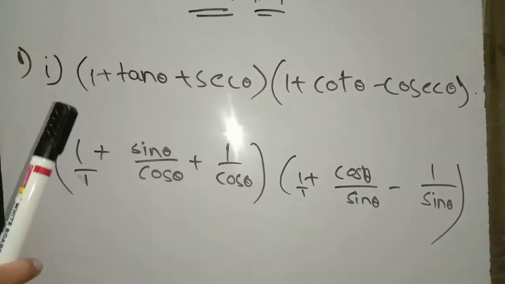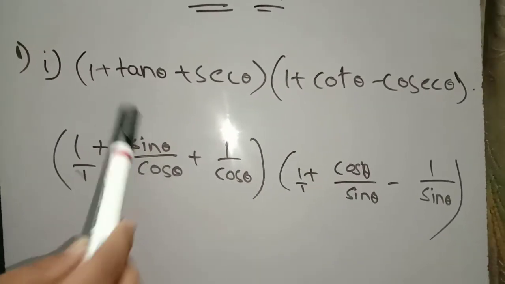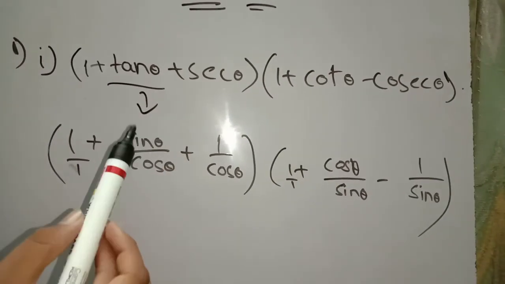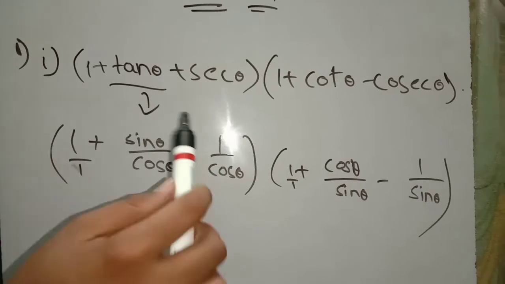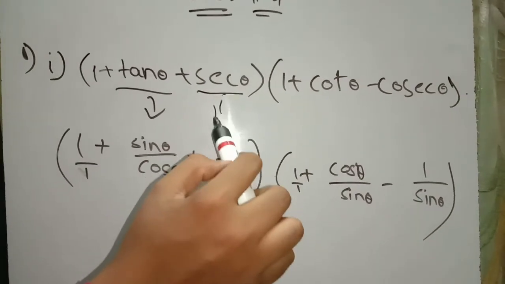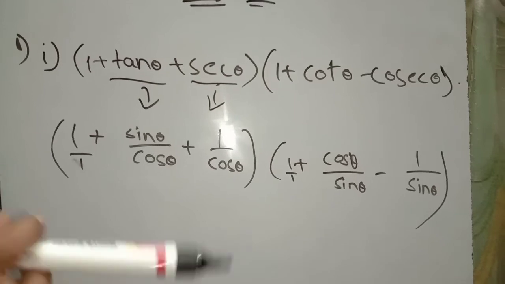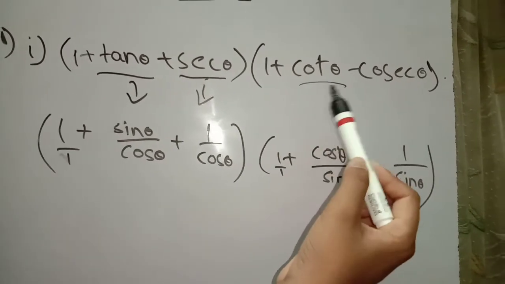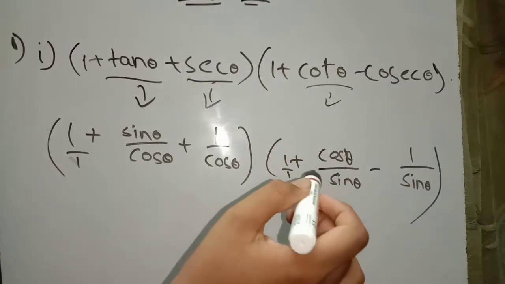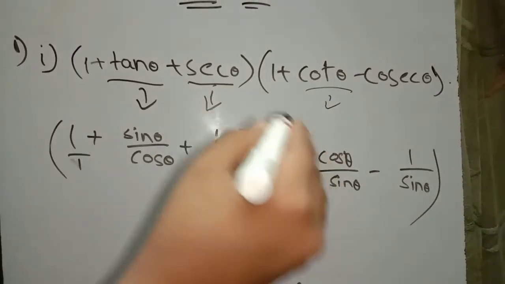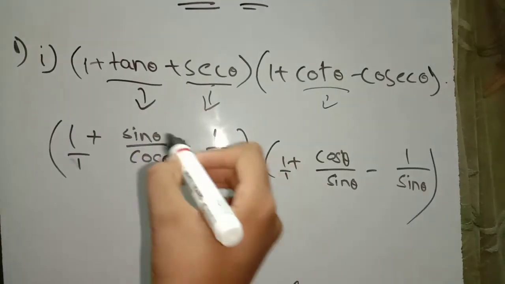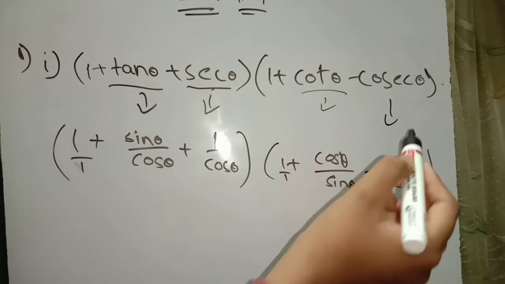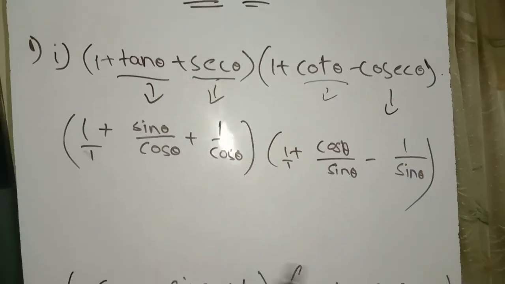So like this, here we are changing this tan theta. We know the formula of tan theta, that is sin theta by cos theta, and also we have changed the secant theta into 1 by cos theta, because both cos theta and the secant theta are reciprocal to each other. Here also we have changed this cot theta into cos theta by sin theta, as the cot is reciprocal to tan, and sin theta by cos theta reciprocal is cos theta by sin theta. Cosecant theta also we have changed into 1 by sin theta according to the formula.